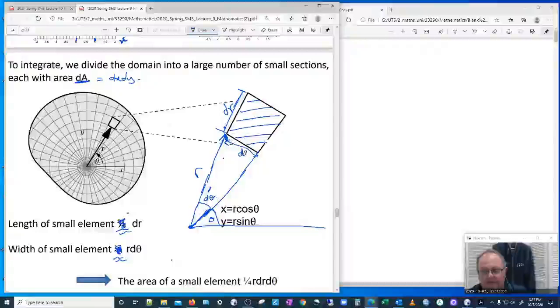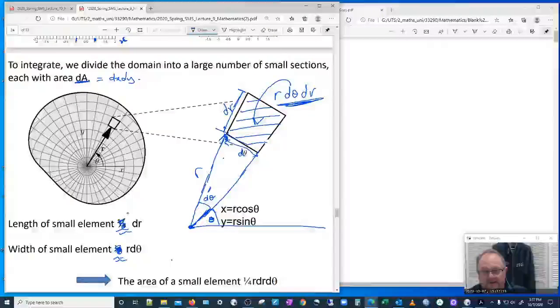And so what we've got is our r with an increment. Yeah, that's theta. Thank you. With our increment r, so our area is r d theta dr. Okay, so that's the area of this particular part here.